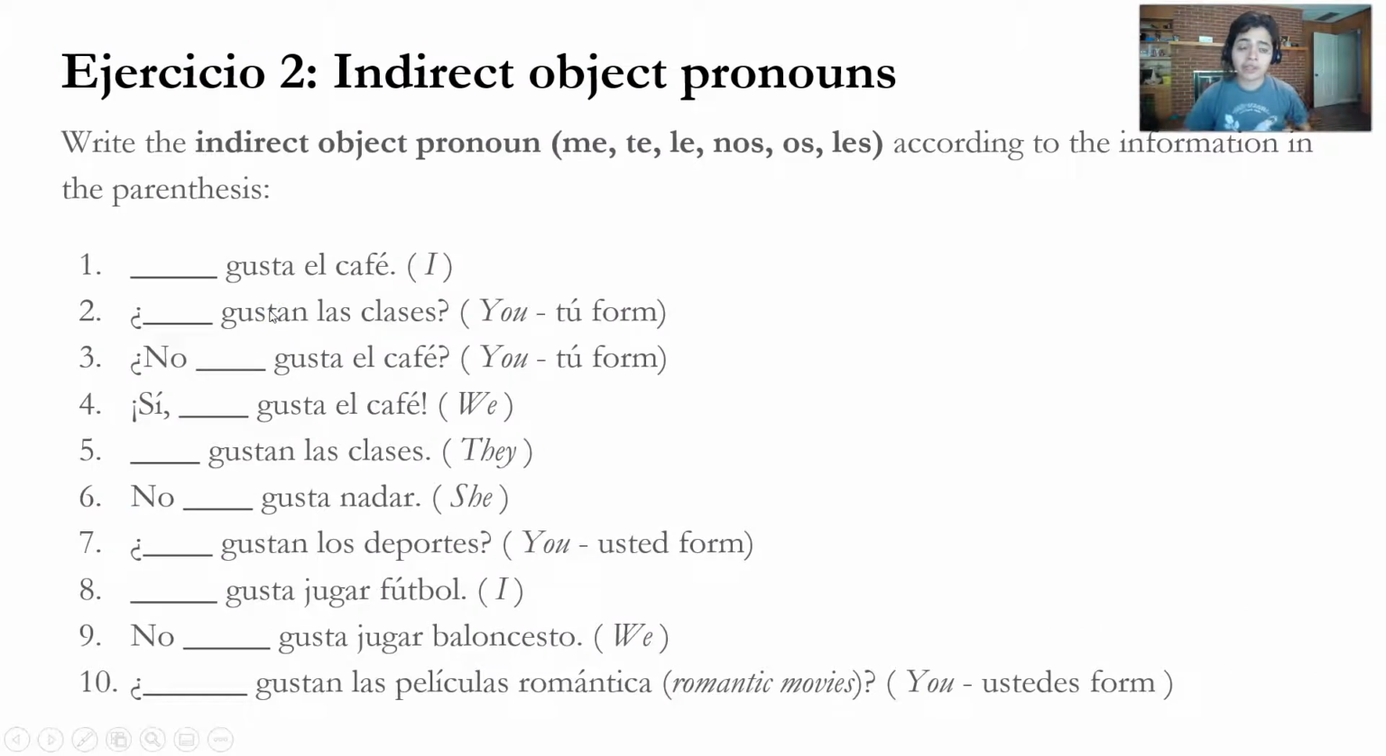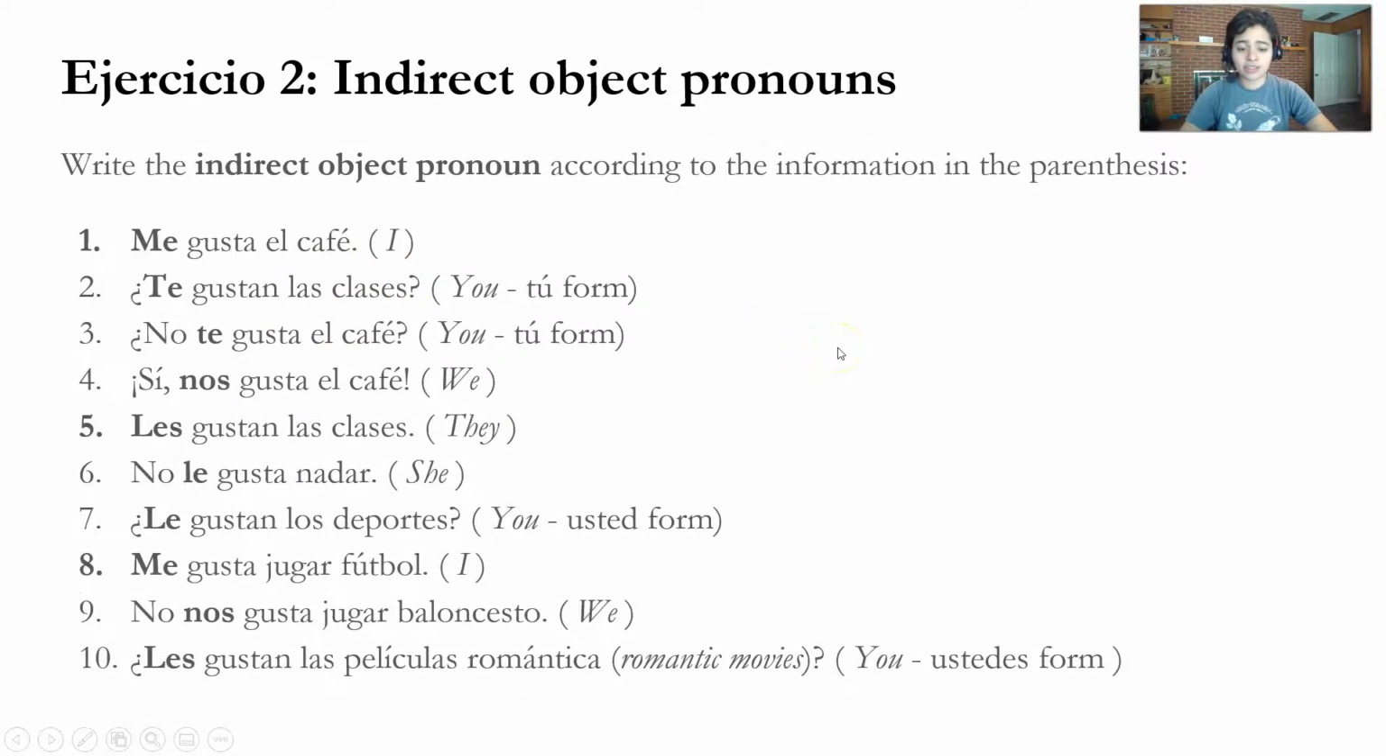Okay, so we're going to do an exercise of indirect object pronouns. Write the indirect object pronouns. Me refers to me, te refers to you, le can either refer to you in the usted form or the él, ella form, nos refers to us, os refers to the vosotros form, les can either refer to the ustedes form or the ellos, ellas form, so they. So according to the information in the parentheses, so the subject pronouns in English, you have to write the indirect object pronouns. And here you can check your answers.